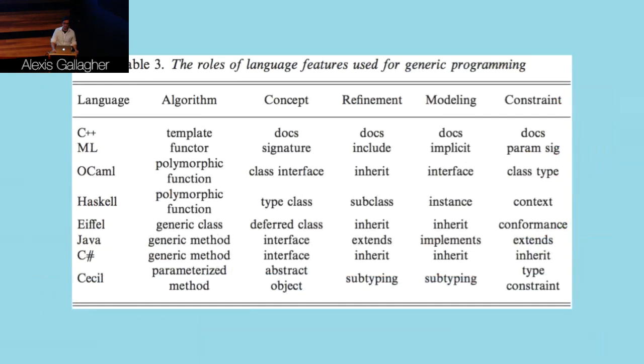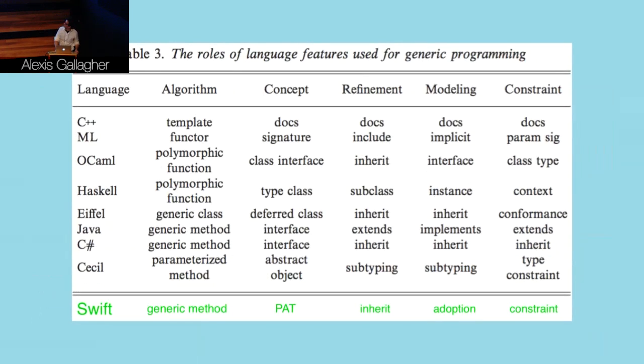Another interesting table here is just describing how some of these different operations and procedures are named in the different languages. So you can sort of see how things map up, right? What they call a concept, or what would be, for instance, a type class in Haskell, is most analogous to a protocol with associated type in Swift. The refinement operation is one protocol inheriting from another, is what the Swift Programming Language book calls it. Modeling, that's what we call adopting a protocol. Constraints are called constraints. So Swift fits in quite nicely.